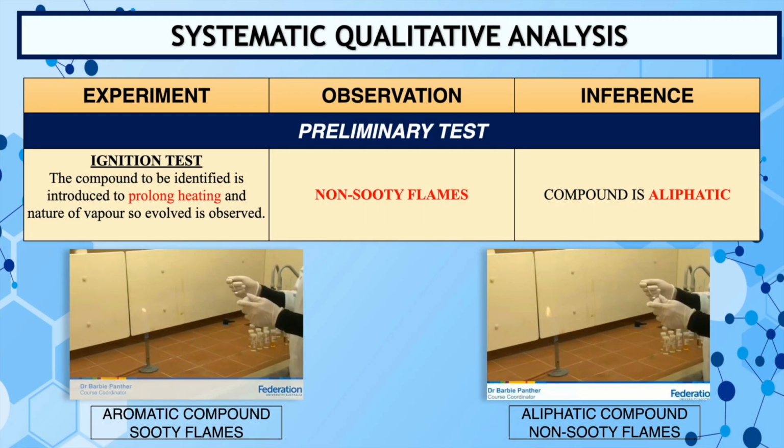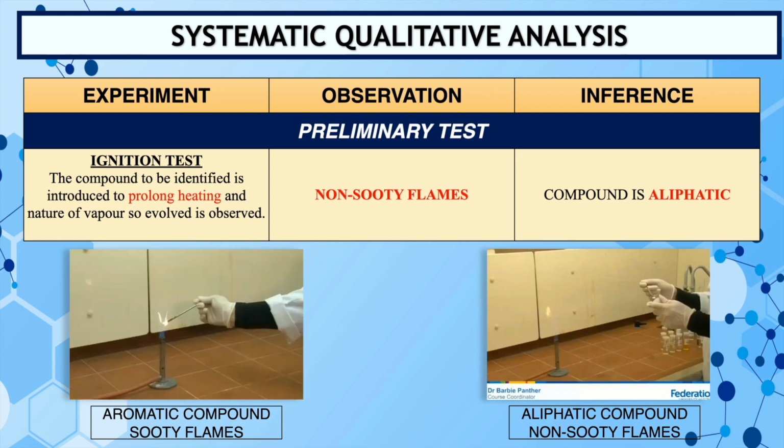Now comes a very important test, the third test in the preliminary series, that is the ignition test. In this, we basically subject our organic compound to the flames. Now, please look into the first video. As we can see, when we subject our organic compound to flame, the vapors evolved are black in color. It infers that it has more carbon content, henceforth giving sooty flames. That's why it is an aromatic compound.